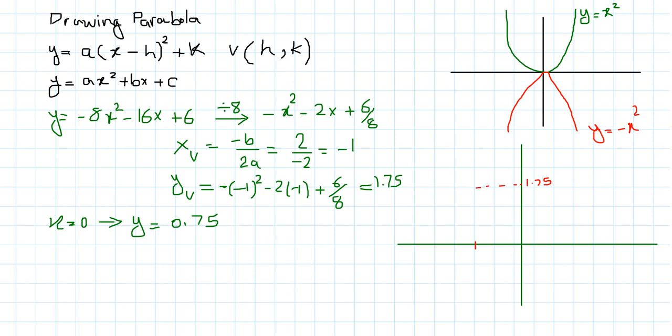If we connect them, it will be this point. It is my vertex, and 0.75 is the intersection with the y-axis. Now easily I can draw it. It is the graph of this equation.